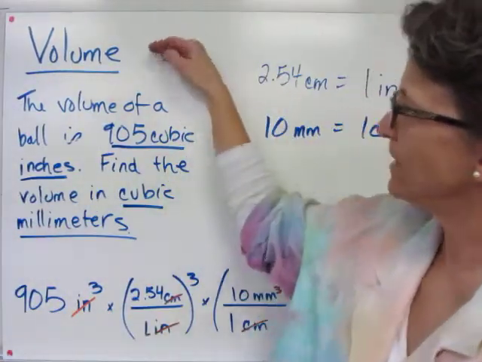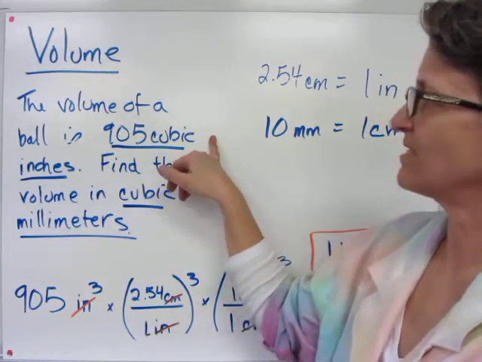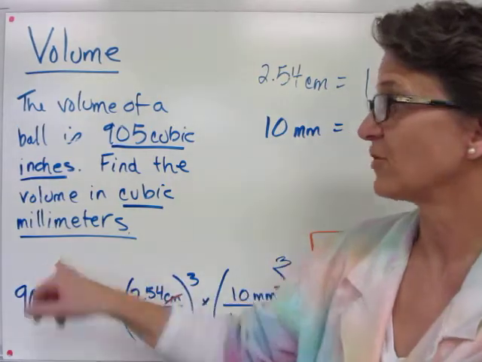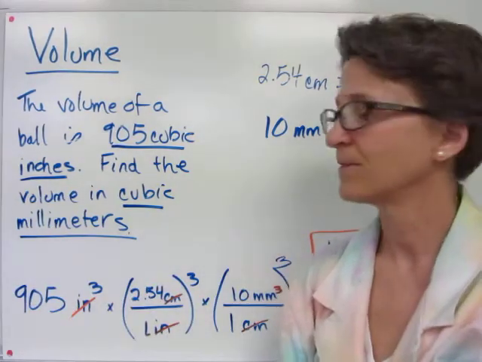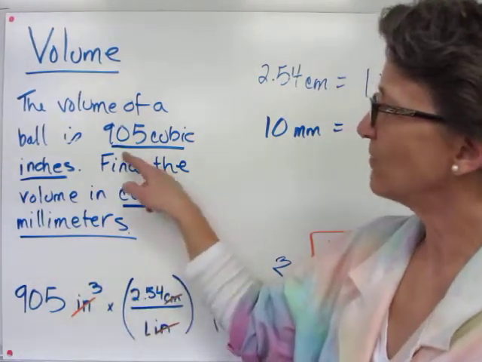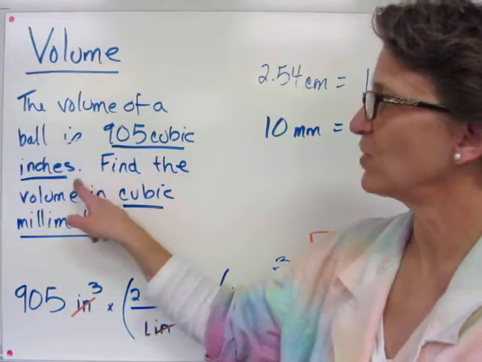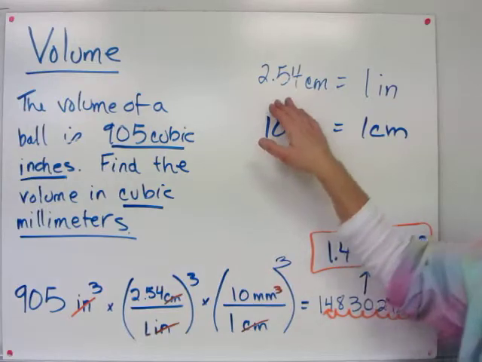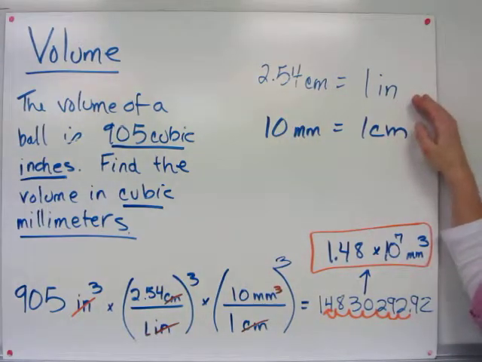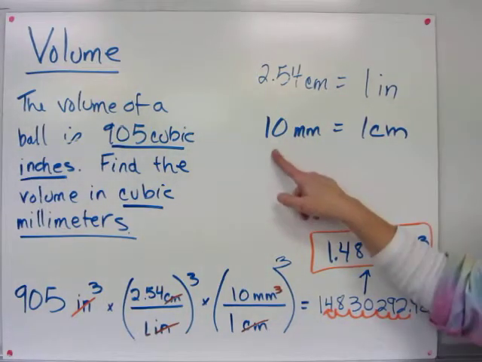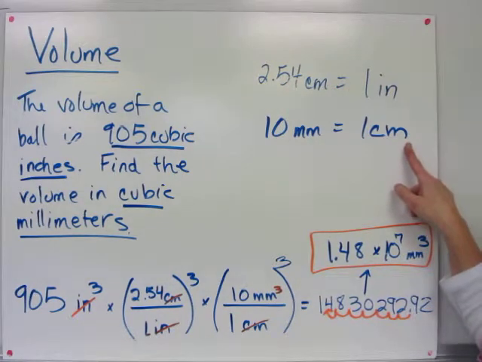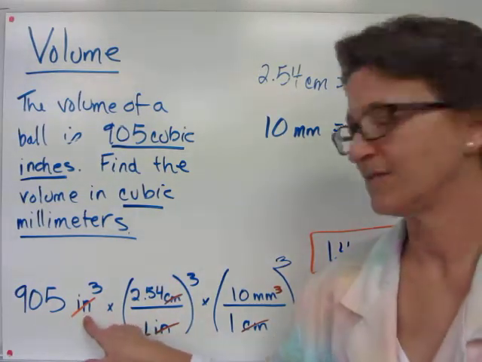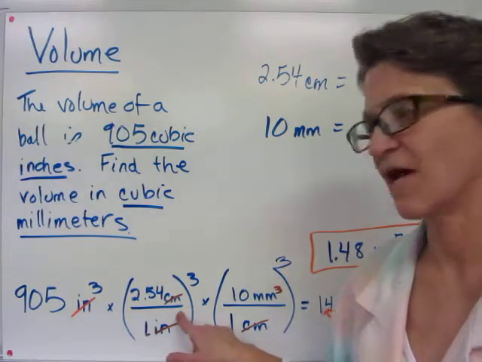Volume. We have a ball that has a volume of 905 cubic inches. Find the volume in cubic millimeters. So first, what do I know? 905 cubic inches changing to millimeters. I know there's 2.54 centimeters in an inch and 10 millimeters in a centimeter. This time, my units are cubed, so my conversion factors have to be cubed.